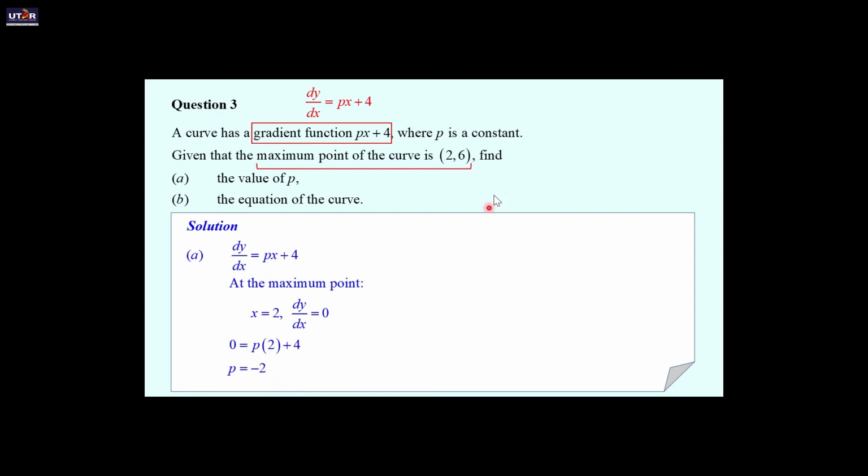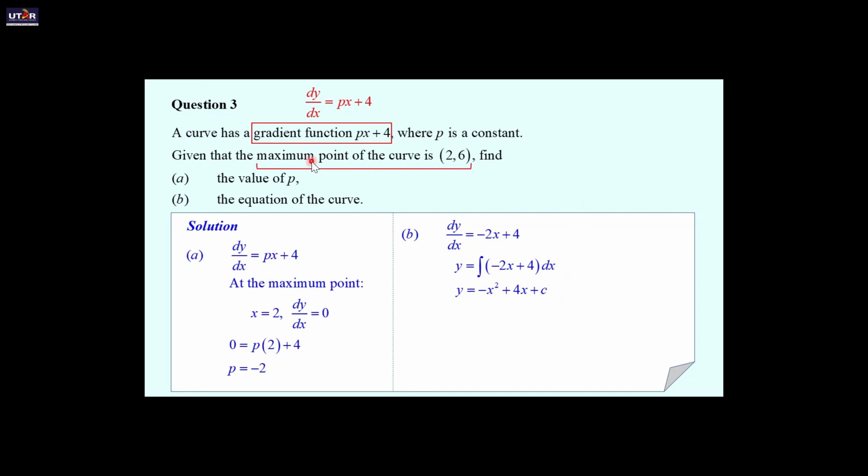In part B, you are asked to find the equation of the curve. Since you are given dy/dx is equal to px plus 4, we can replace the value of p equal to negative 2. In order to obtain the equation of the curve, we have to perform integration, where we integrate the derivative function, which is negative 2x plus 4, with respect to x. And this will give you negative x squared plus 4x. Don't forget, plus the constant of integration.